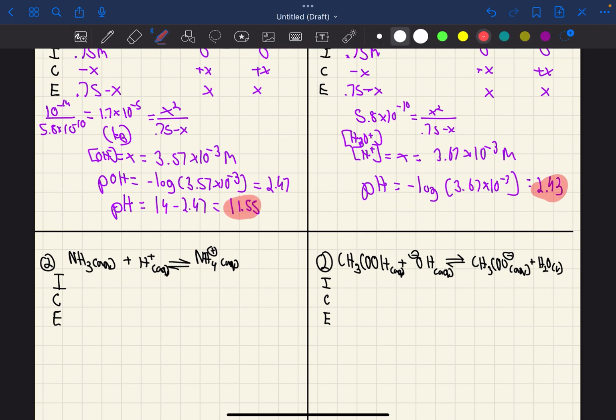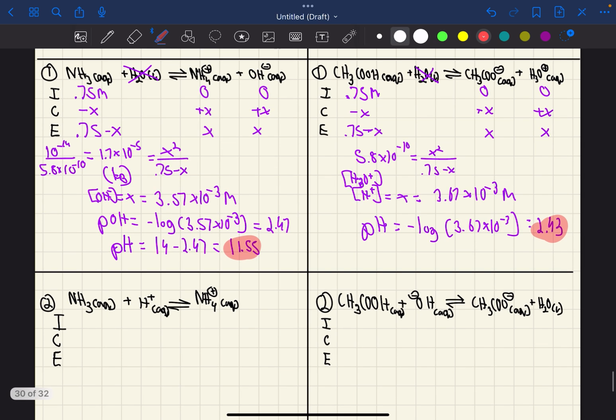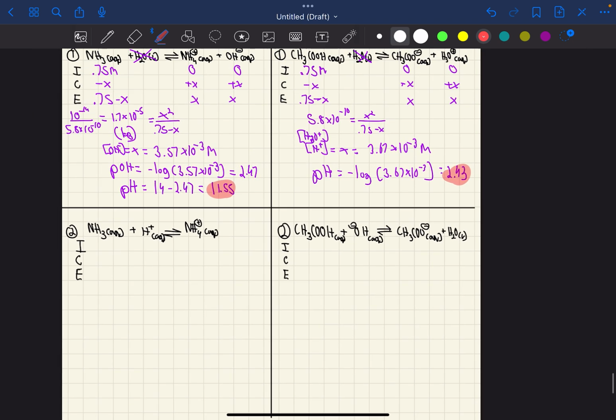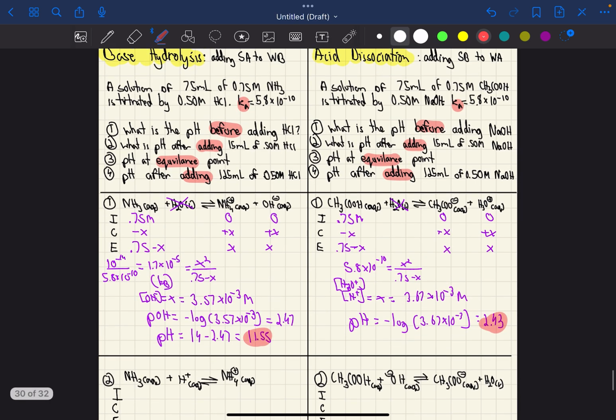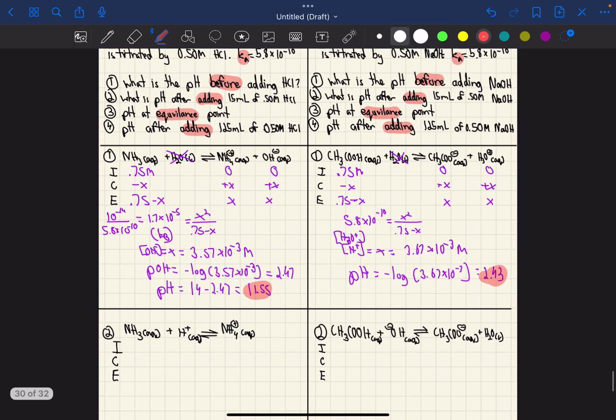So that's the pH, right? So if you notice something, this is very basic pH, right? And this is very acidic. I want you to keep that in mind as we go through this problem, because there's a very important thing that's going to change as you go through these steps. And I'll show you in a graph illustration after we're done with the entire set, okay? So that's how you solve for the initial pH before adding any HCl or NaOH, depending on what you're doing, right?